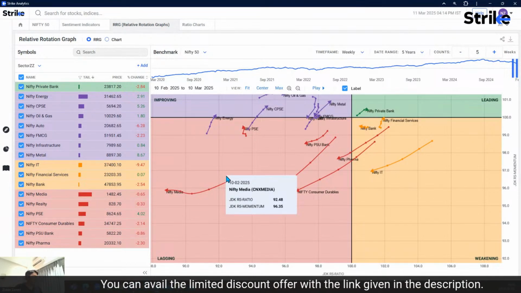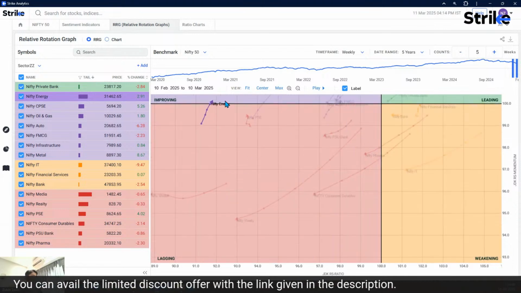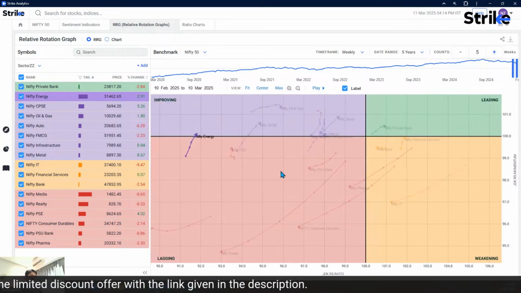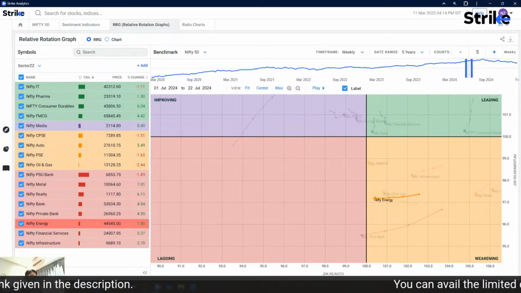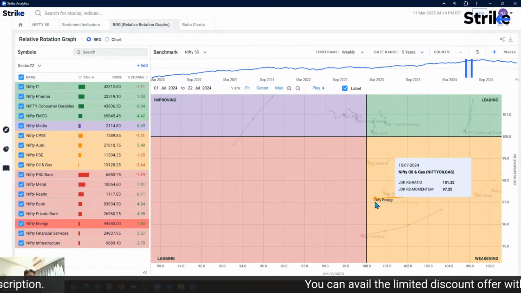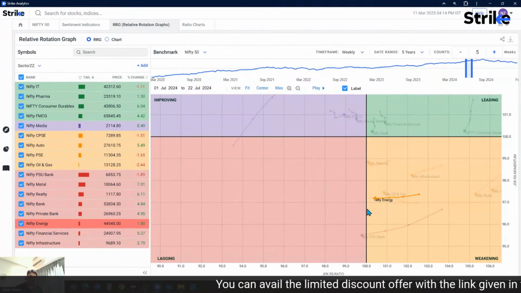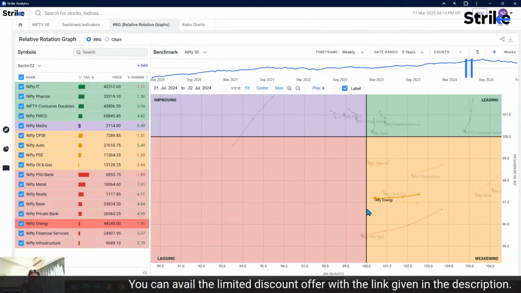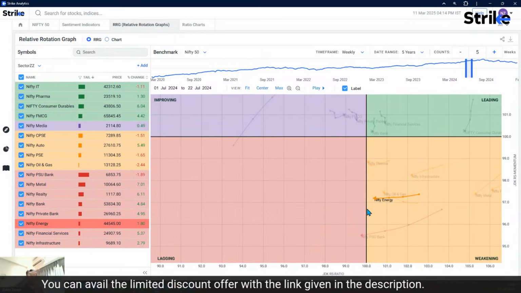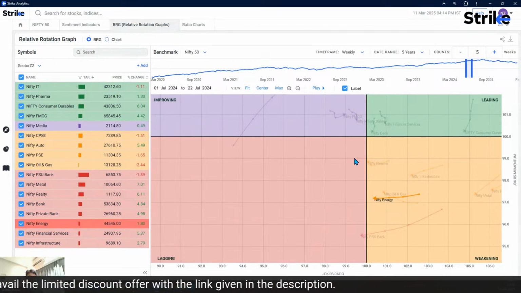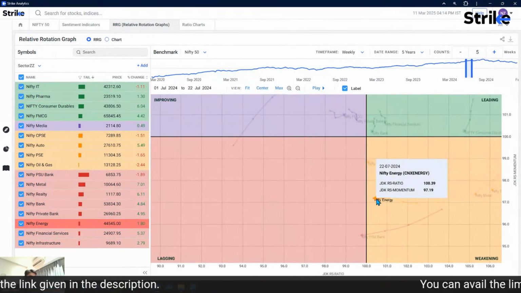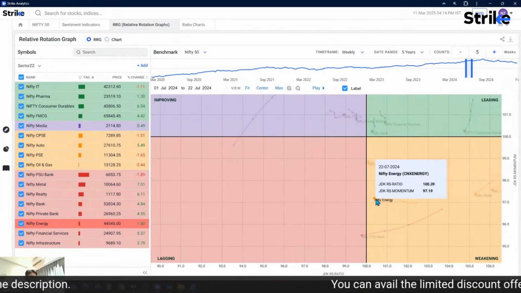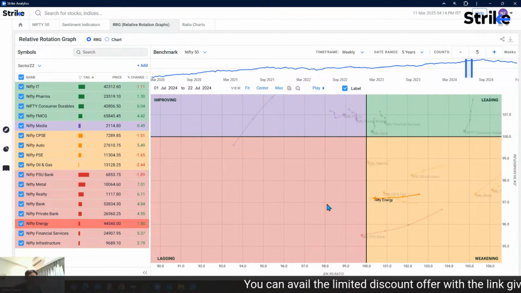If you want to see, look at energy. If we have a look at energy a few weeks ago, see how this arrow has performed. Generally, all these arrows will work clockwise only. They will go round and round in a clockwise manner. So on 22nd of July, energy was over here in the weakening quadrant, headed towards the lagging quadrant.